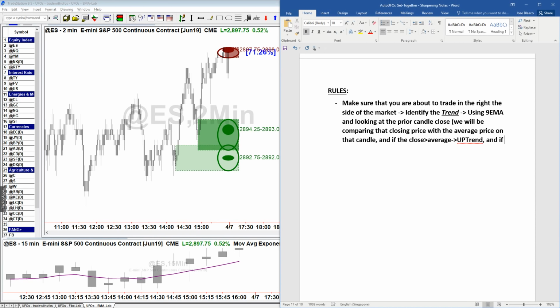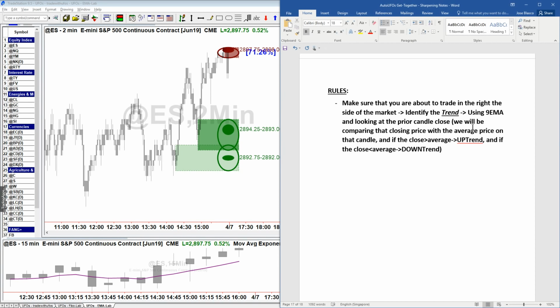And if the close is below the average, then you would call it a downtrend. That's simple. And again, this is just the beginning, but it's very neat because now think about your thinking.